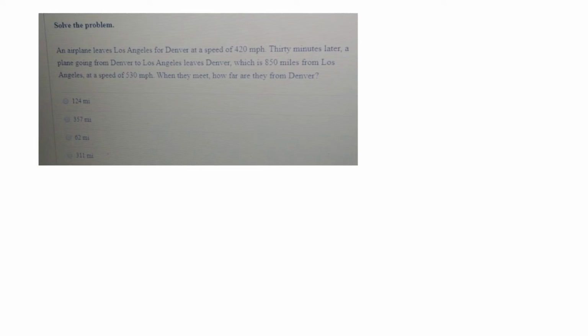All right, here's a nice question that you'll have to use the old distance equals rate times time formula. An airplane leaves Los Angeles. Here's Los Angeles, and it's going to Denver over here. Its speed is 420, so it's going at 420.